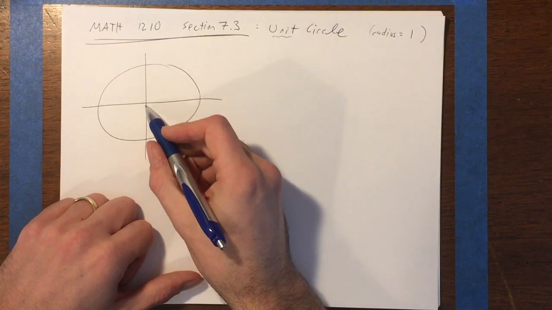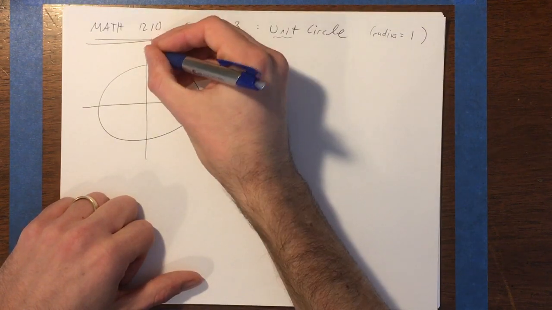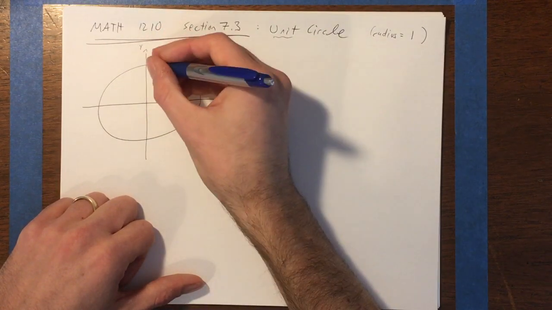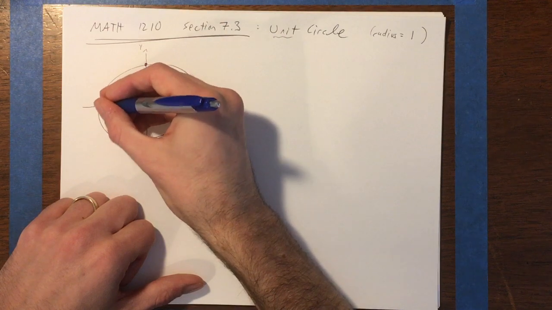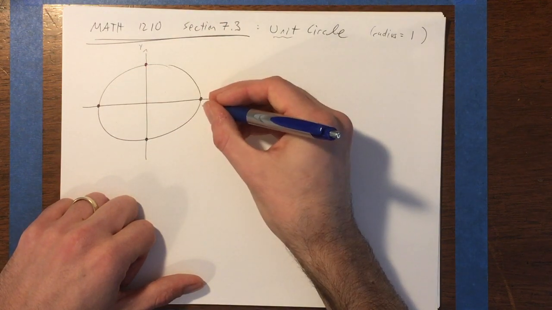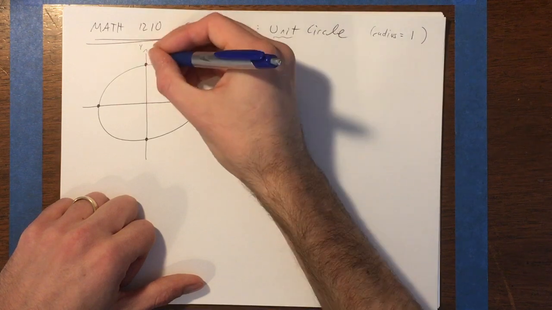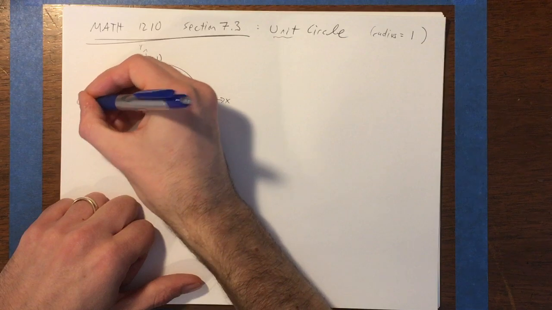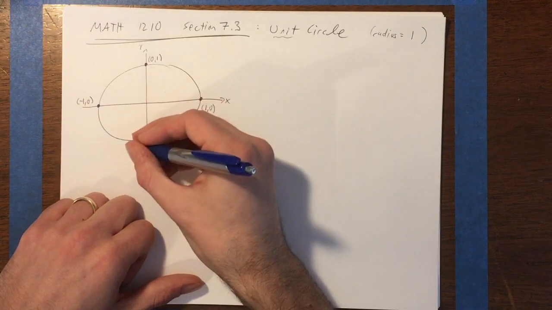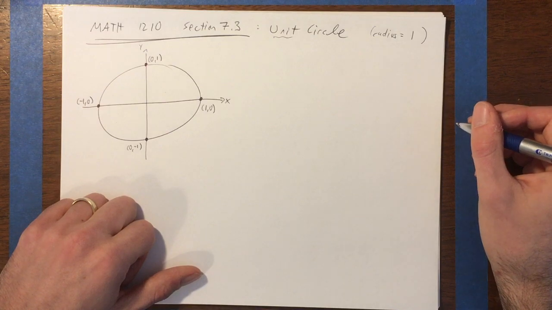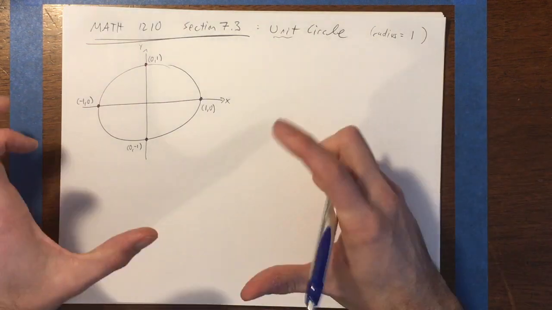So here I have my x-axis, my y-axis, and that means if its radius is 1, then these points that it passes through on the axes are all going to be 1 unit away. So this is going to be (1, 0), and this will be (0, 1), and then we'll have (-1, 0), and (0, -1). So there are the 4 points on the axes that this unit circle is going to pass through.